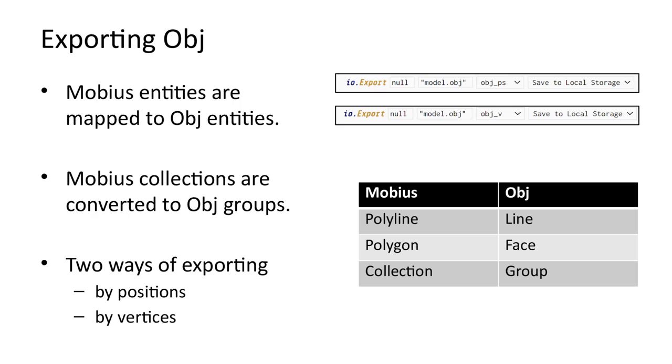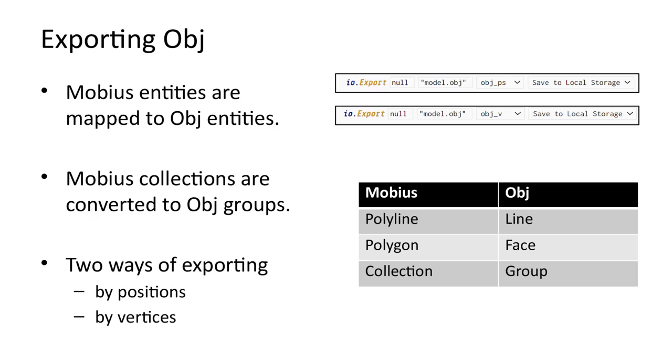When exporting to an OBJ file, Mobius entities are mapped to OBJ entities. The table shows the mapping of entities. Collections of polylines and polygons are mapped to OBJ groups. Most attributes in the Mobius model will get discarded. Only the XYZ coordinates, colors, and normals will get exported.